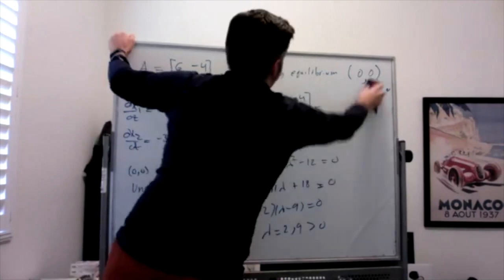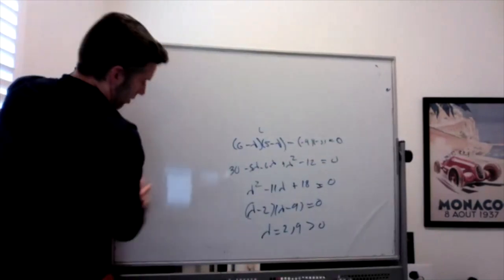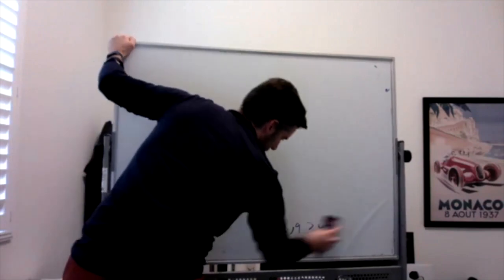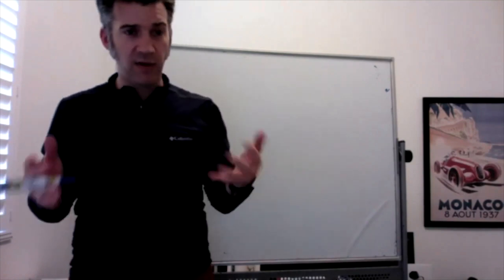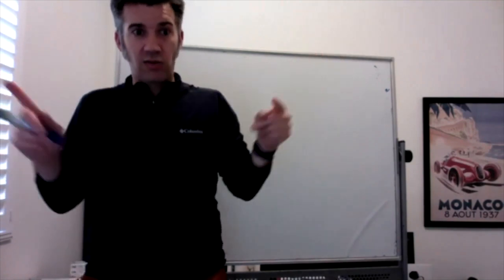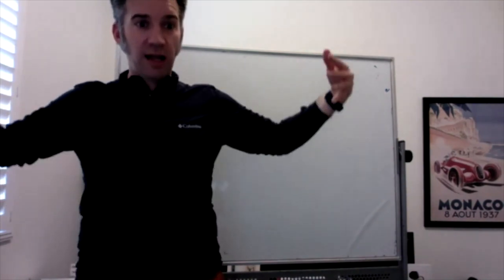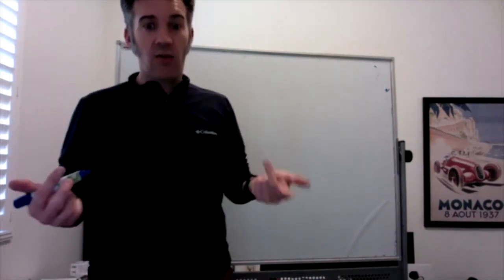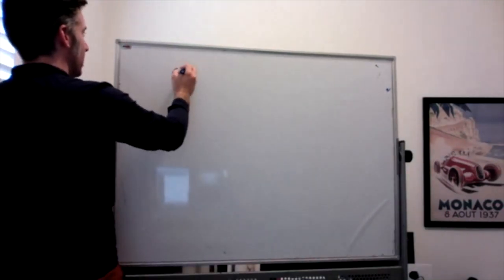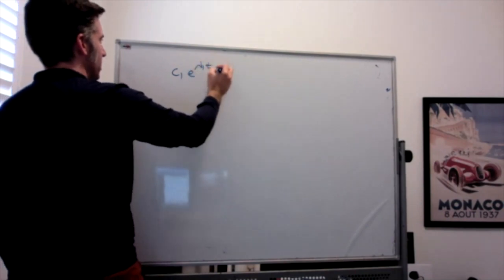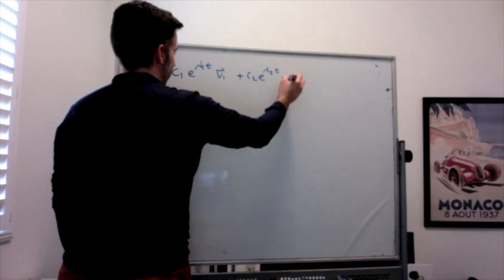So if your eigenvalues are both real numbers, those are the 3 options. You either have a source if they're both positive, right? Just think about it: if they're positive, you're shooting outward because your things are increasing. If you're negative, you're going inward because the thing you should really be thinking about is your solution looks like this: C1e to the lambda 1t times v1 plus C2e to the lambda 2t times v2.